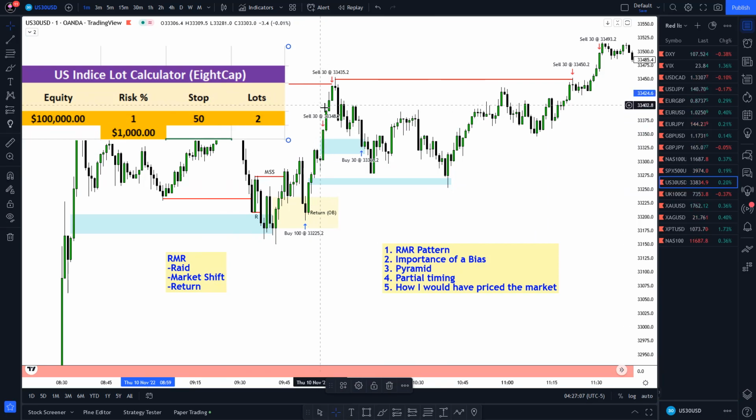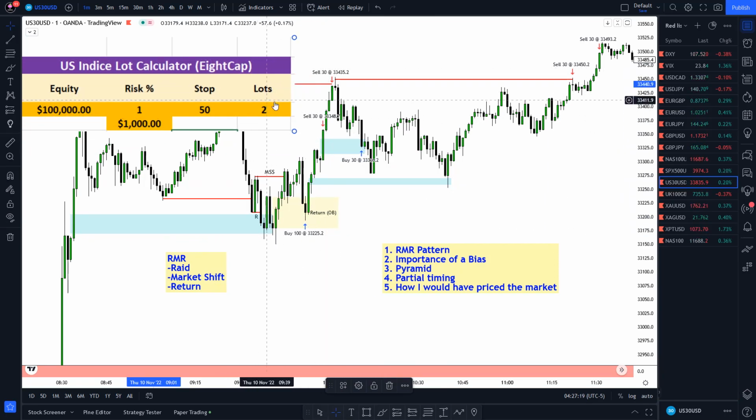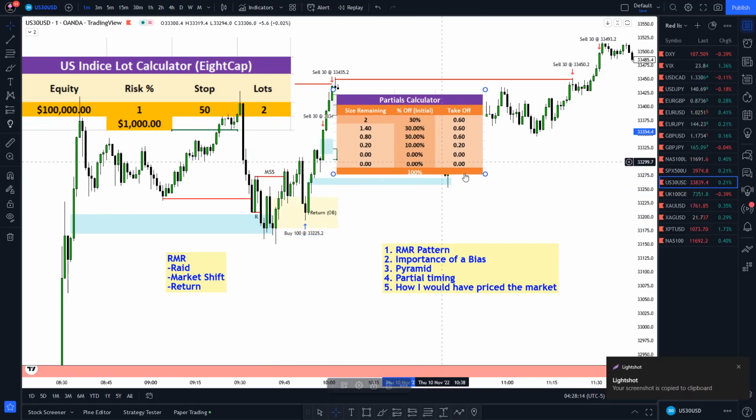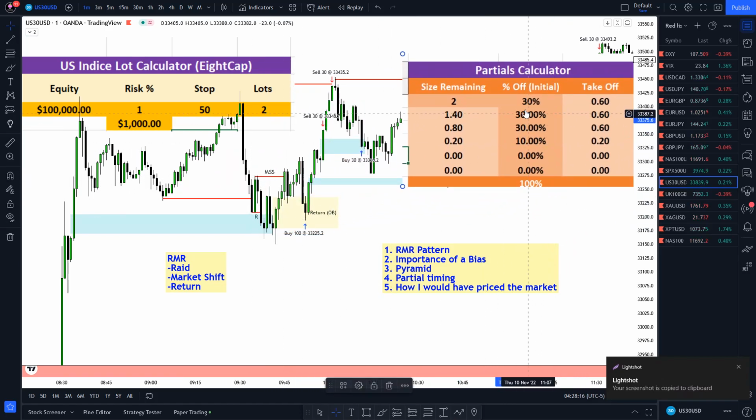So at all of my partials here, when I'm taking off 30% of 100, which is just 30, then whatever lot size you're using, let's say it was 2 lots, you'd have to know what 30% of 2 is. And I have a little partials calculator here as well that I wrote. If I take off 30% at each partial, I take off 0.6, 0.6, and then at the end I'd be left with 0.2, which would be the 10% to run.